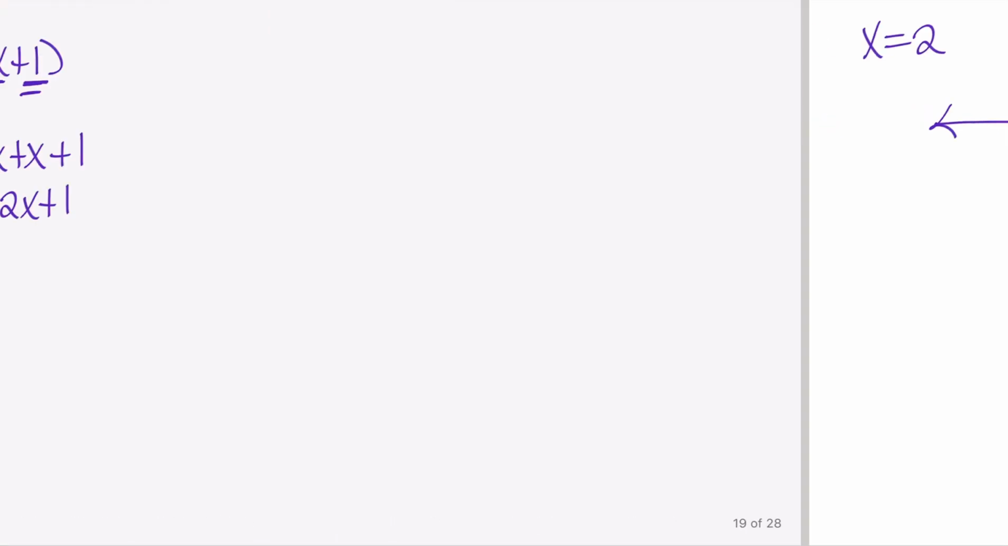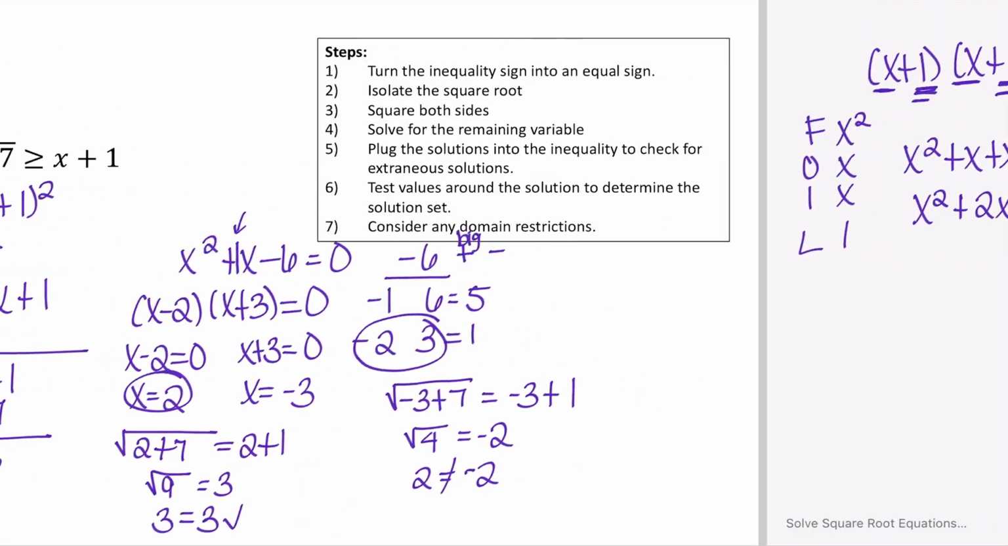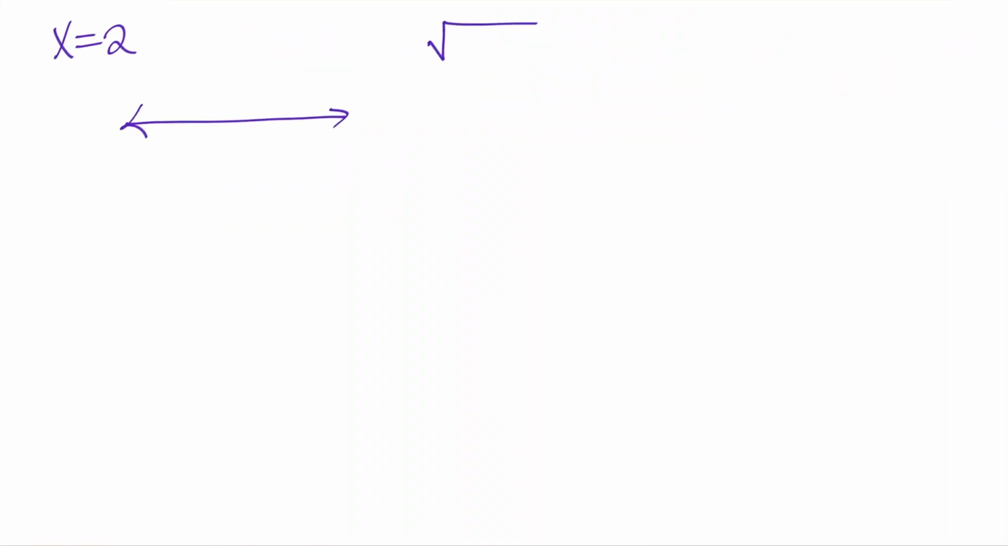So now I have this x equals 2, and I'm going to go to my number line. Okay, so this is the time I'm going to bring back my inequality. So I have the square root of x plus 7 is greater than or equal to x plus 1.